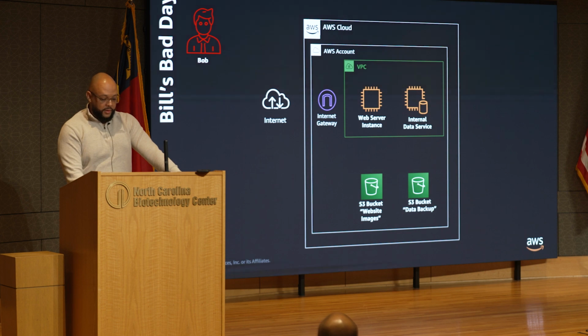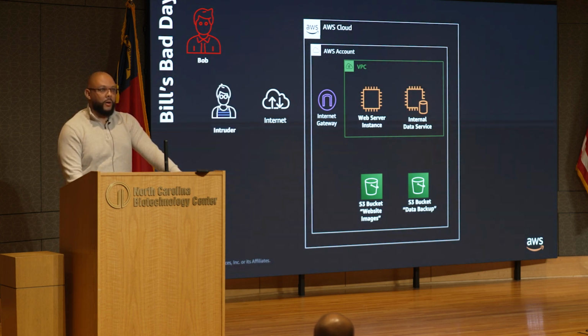Okay, so this is a very standard pattern in AWS Cloud and just IT in general. It's basically a multi-tier web application. So you have the web server instance within the VPC shared with an internal data service, some type of database, whether it be self-hosted or managed. And then you also have some S3 buckets that are used. One is for website images, and the other is for data backup.